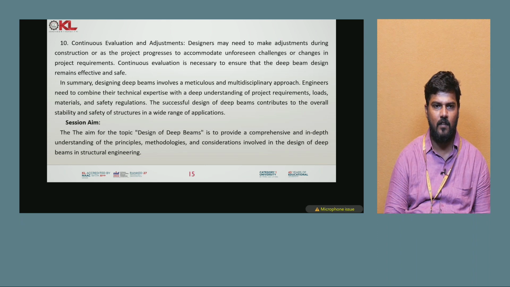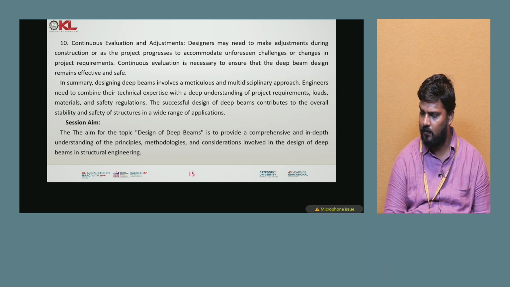In summarizing, designing deep beams involves a meticulous and multidisciplinary approach. Engineers need to combine their technical expertise with a deep understanding of project requirements, loads, materials and safety regulations. The successful design of deep beams contributes to the overall stability and the safety of the structures in a wide range of applications.